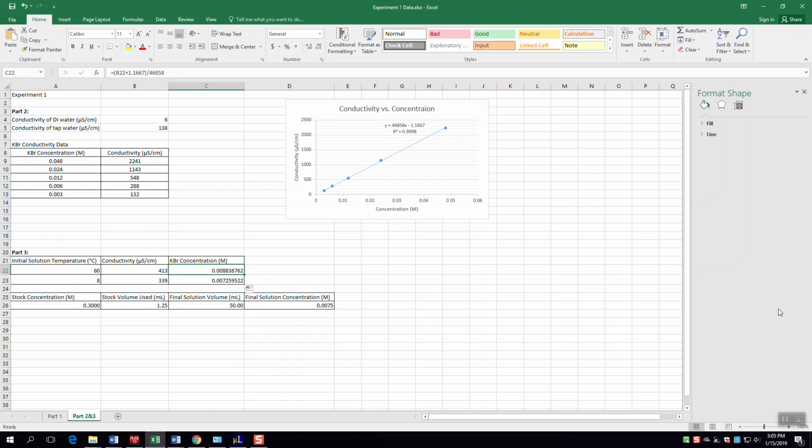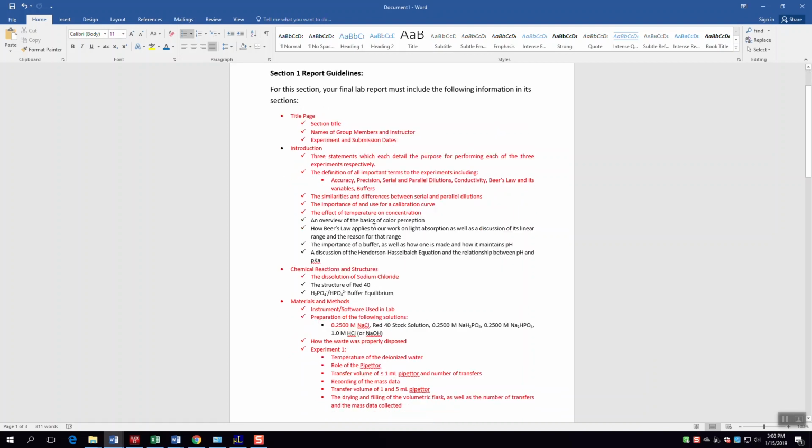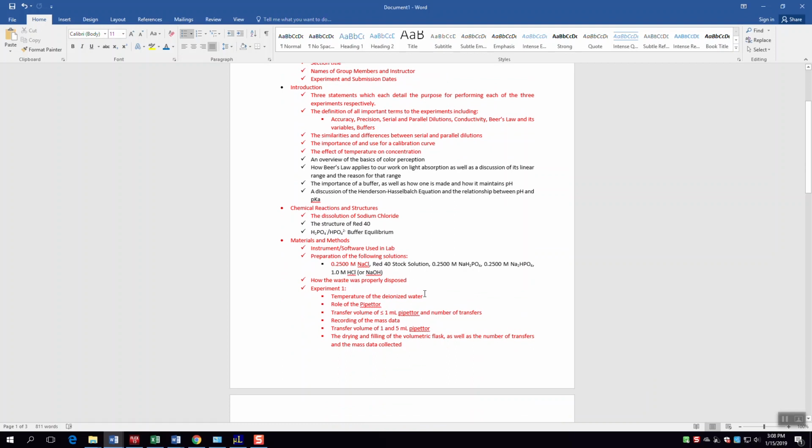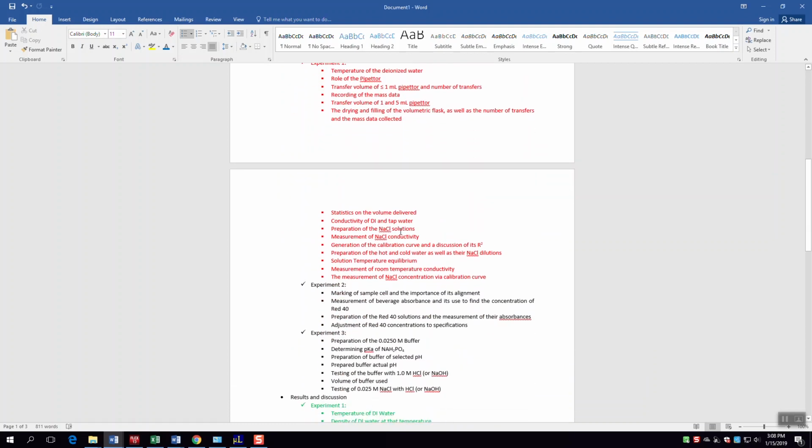So I'm going to discuss the report guidelines that can be found in your lab manuals. So you'll notice before the first experiment of each of the 4 sections in your lab manual that there is a section report guidelines. In this case, the section 1 report guidelines for experiments 1, 2, and 3. And in your lab manual, it won't look quite like this. It'll all be just black text. The color-coded version that you see here can be found in the description of this video and will be available in the description of each video for this course.